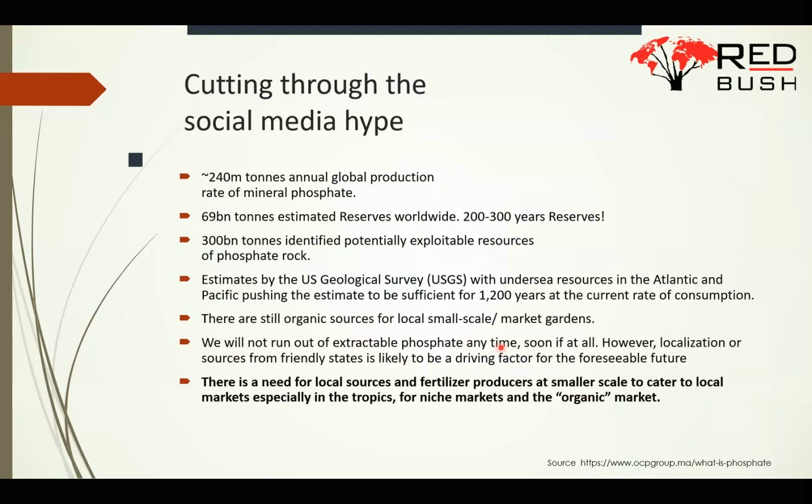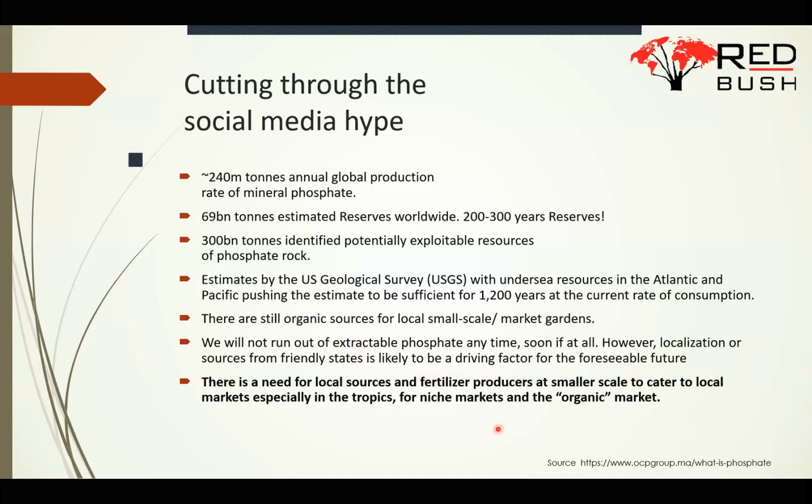The USGS estimates that, especially with those South African offshores, we have enough for 1,200 years at the current rate of consumption. Okay, there's still organic sources for local small scale and market gardens. So we're not going to run out of extractable phosphate anytime soon. However, localization or sources from friendly states is likely to be a driving factor in the foreseeable future. And this is where the real panic starts, and the critical and strategic component comes in: do the people who have them, are they our friends, and will they sell it to us?